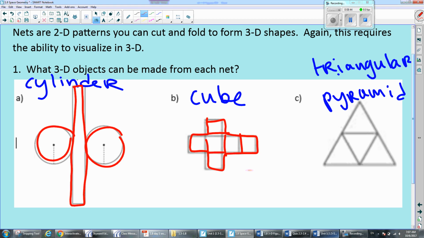And this is a triangular pyramid. Here would be the base, that's a triangle. All of these edges would meet to form at a point.